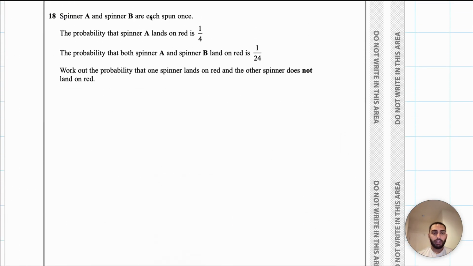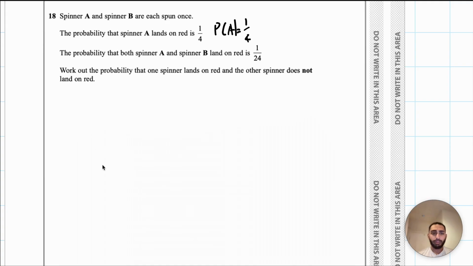Question 18. Spinner A and spinner B are each spun once. The probability that A lands on red is 1/4. So probability of A is equal to 1/4. The probability that both spinner A and spinner B land on red is 1 over 24. Work out the probability that one spinner lands on red and the other spinner does not land on red.